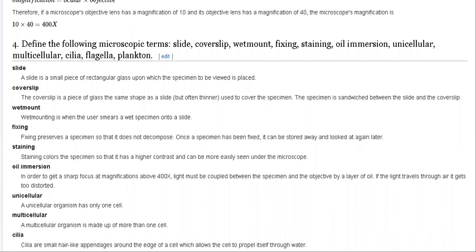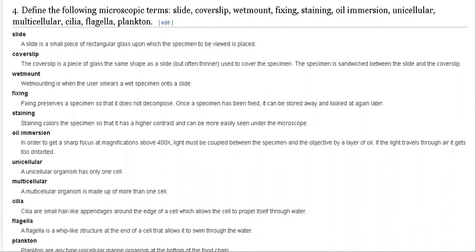Determine the following microscope terms: slide covers, the wet mount. Okay, you guys do not have to know this. Some terms I'll probably ask.